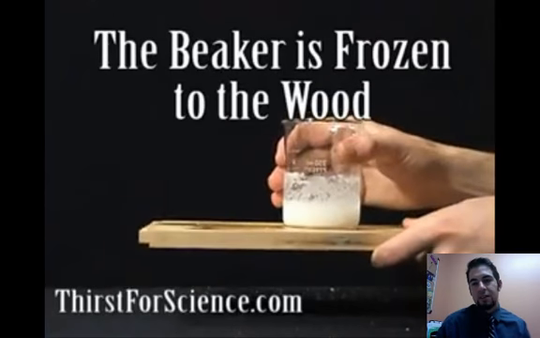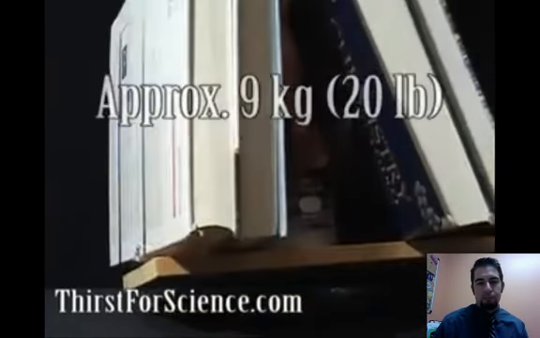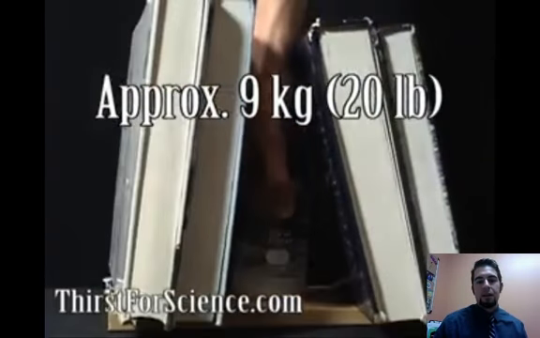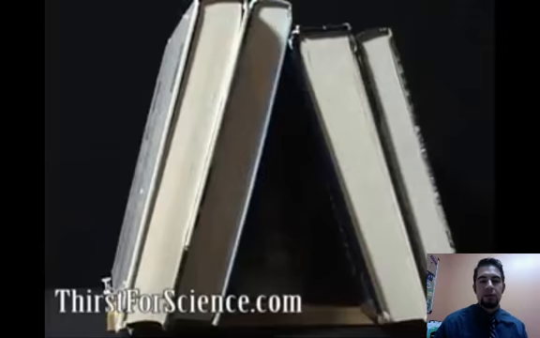And check out what he does now. I mean, look at that. Books, 9 kilograms. It's able to hold it up. Yeah, that reaction got very cold, so we would say it's endothermic.